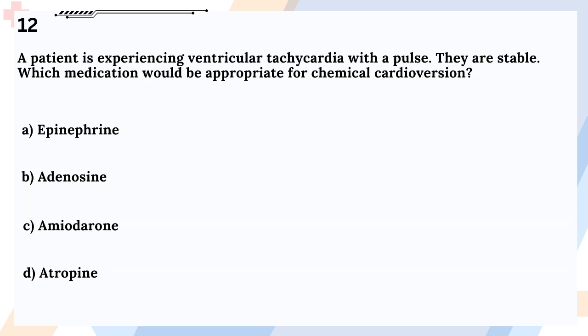Question 12. A patient is experiencing ventricular tachycardia with a pulse. They are stable. Which medication would be appropriate for chemical cardioversion? A. Epinephrine. B. Adenosine. C. Amiodarone. D. Atropine.